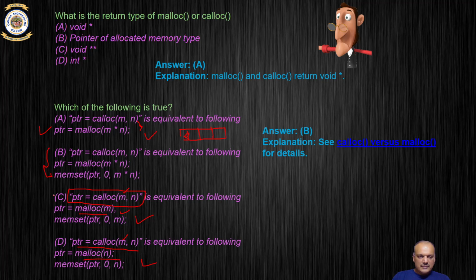So these two allocate dynamic memory of different lengths, so they are not equal. That is what I meant. So these two commands and these two commands allocate memories of different length. So that's why they become different.